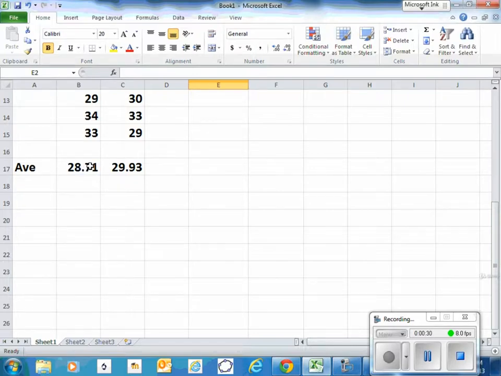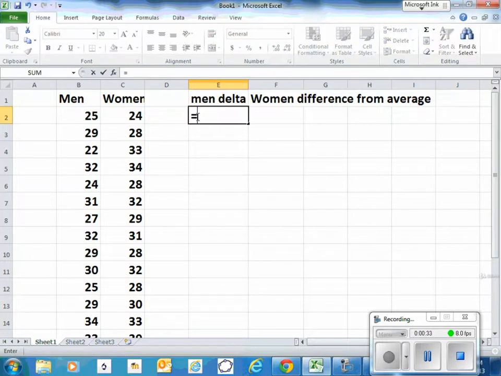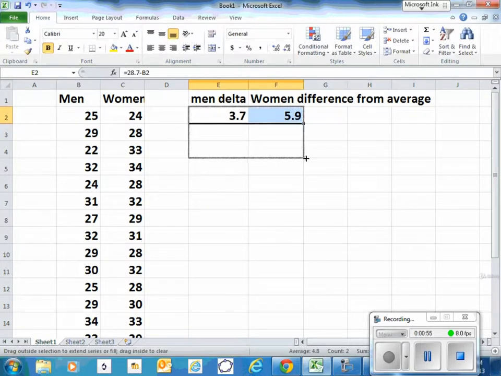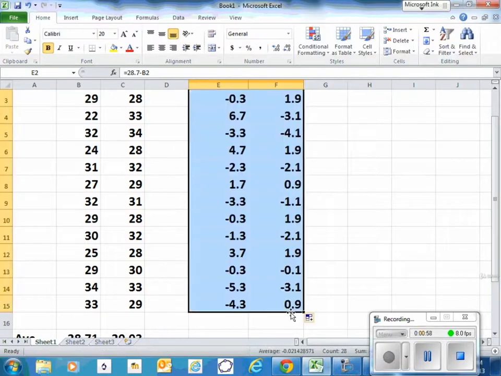So 28.7 for the men. So we'll say equals 28.7 minus B2. And here we'll do, well, what's the women, 29.9, equals 29.9 minus C2. Okay, so if I do that for all of those numbers, sometimes it is lower than the average, sometimes it's higher than the average. So sometimes the number is negative, sometimes it's positive.